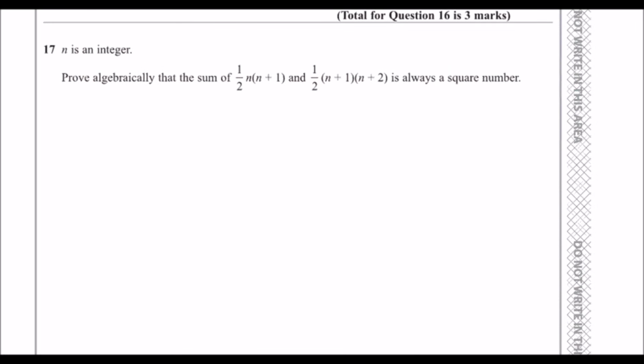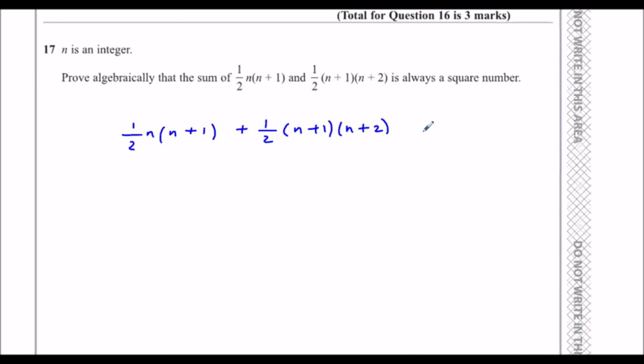Okay, question 17. N is an integer. Prove algebraically that the sum of half n into n plus 1 and half n plus 1 into n plus 2 is always a square number. So the sum of just means added together. So we've got half n into n plus 1 plus half n plus 1 times n plus 2. So all we've got to do is simplify this, and hopefully we should prove it's a square number.